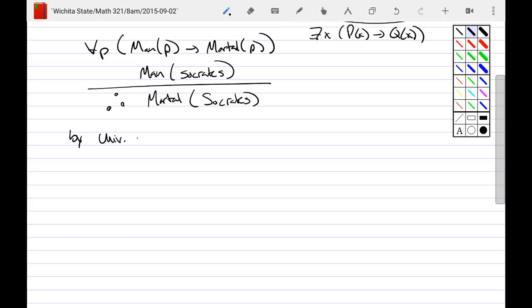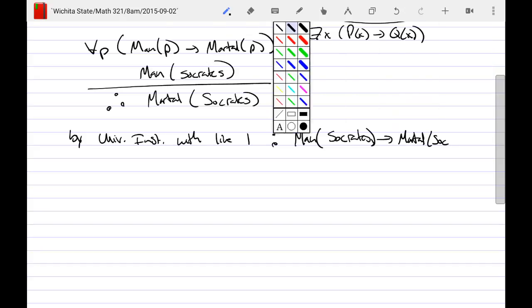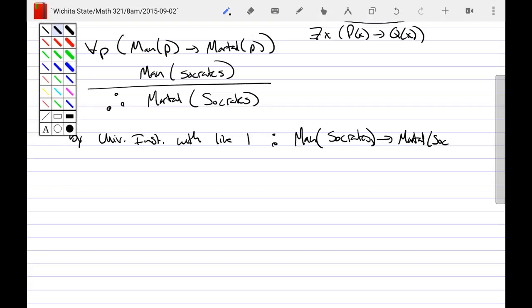And so what I could then say is, by universal instantiation with line 1, man Socrates implies mortal Socrates. Okay, is everybody okay with that? That's universal instantiation. What's line 2 still?